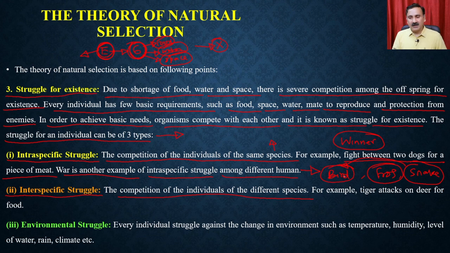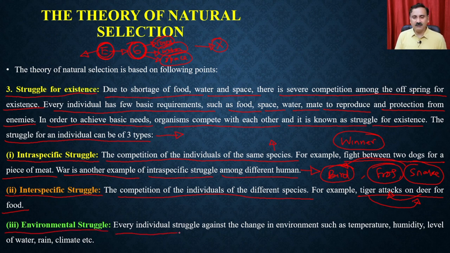So that's the struggle or competition among individuals of different species, for example, the tiger attacks the deer for food, right? So the tiger should attack the deer to gain food. The deer should get protected from the tiger, and only then can it survive. So that competition is called interspecific struggle. And then the third is environmental struggle.